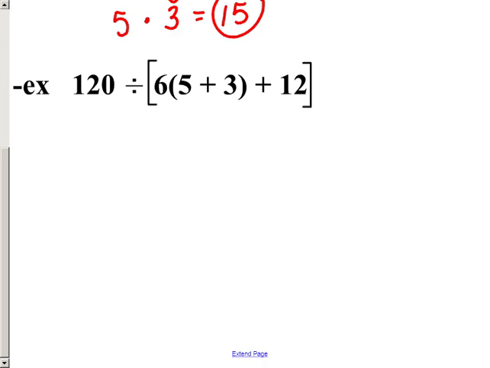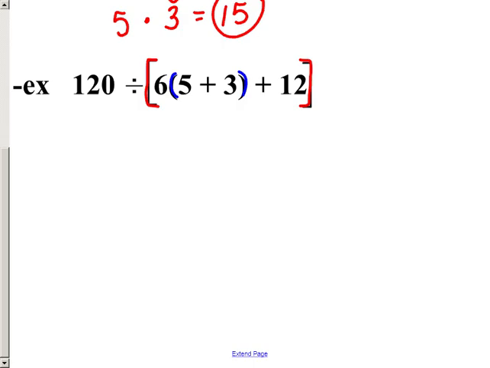All right, this next one looks like a doozy, but when you take your time and break it down, you're going to be okay with it. So, do I have any grouping symbols? Absolutely, I have grouping symbols. In fact, I have 2 sets of grouping symbols. Here is my first set, and here's my second set. And I actually have one set inside of the other one.